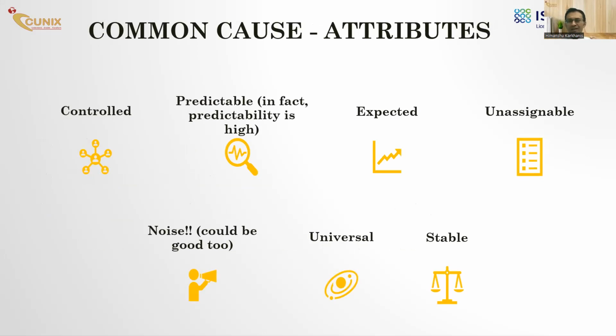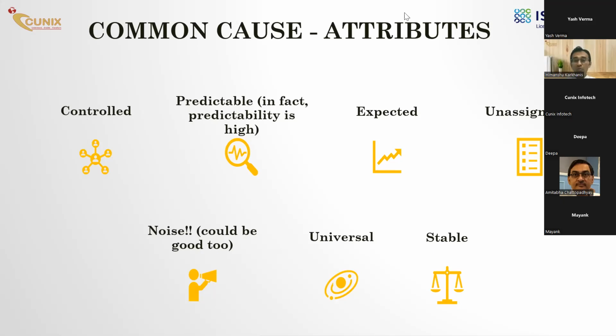So common cause, let's look at some attributes. How do the common causes of variations manifest? If the variation is due to common causes, then your process is basically in control. And because your process is in control, it also makes it more predictable. So that makes this process more predictable. And because it makes the process predictable, your process is basically functioning as expected, even with those variations. And you can't assign any specific cause to that. It's just inherent. That's what makes it a common cause.